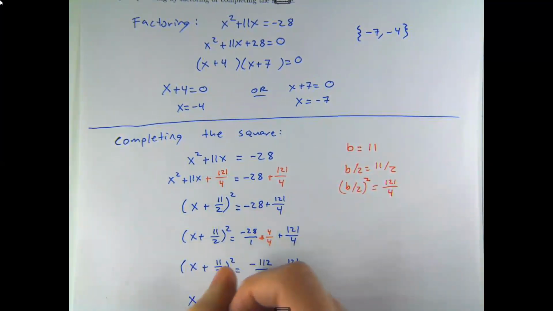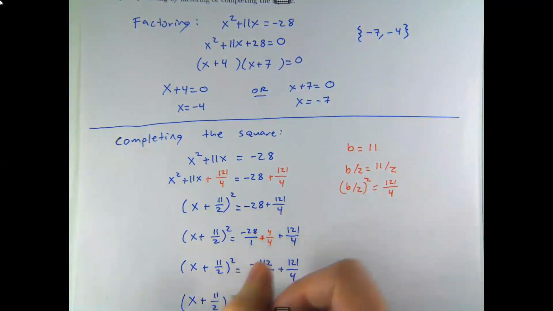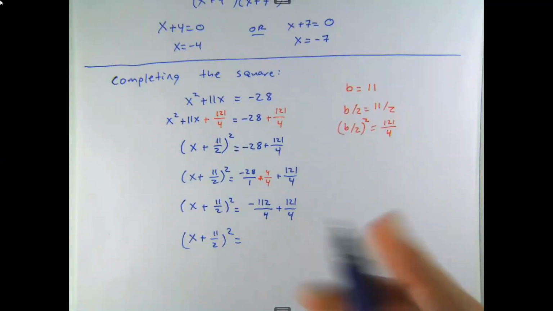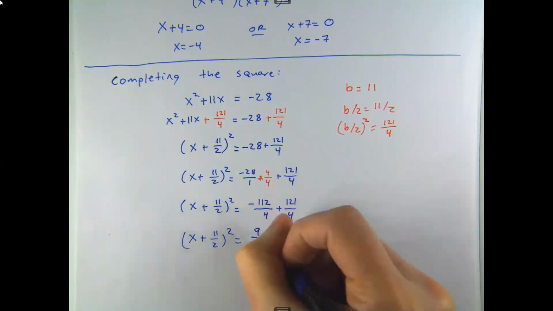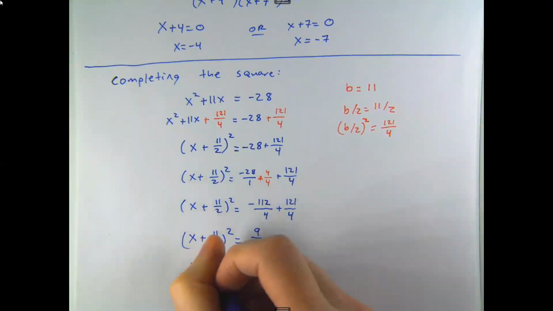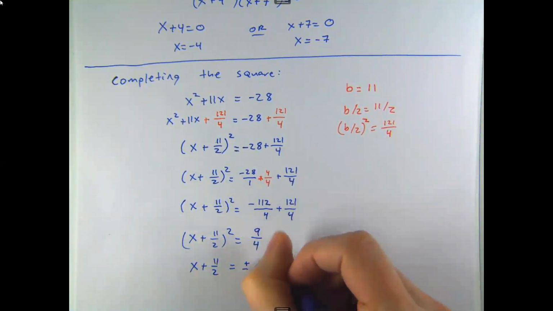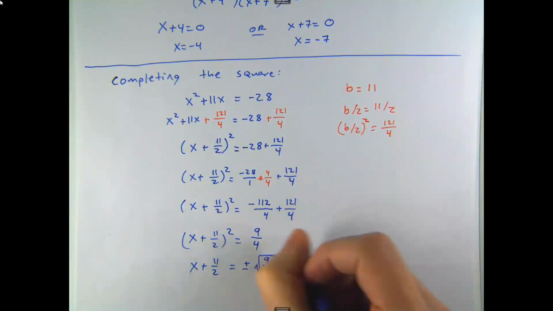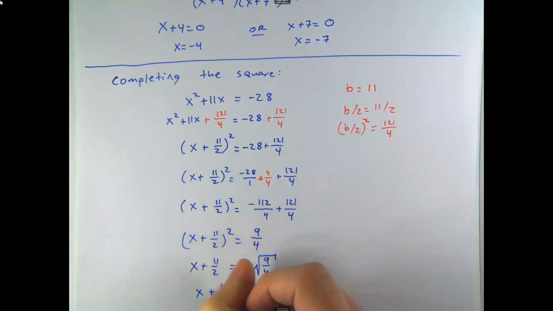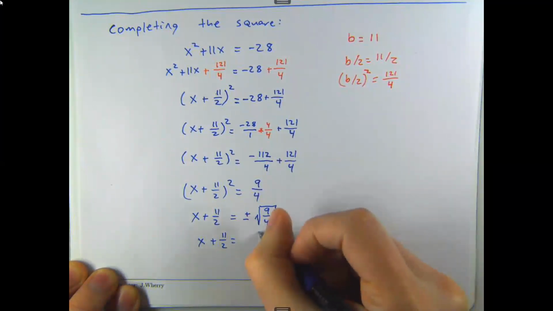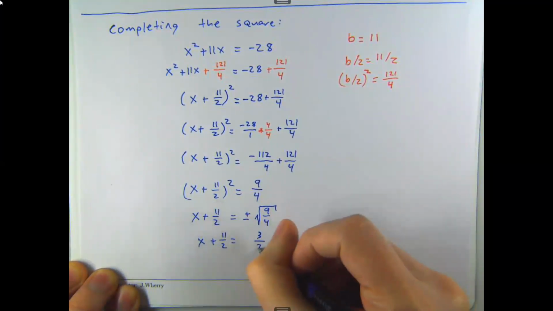Adding these, I get 121 take away 112, that's 9 over 4. I'm going to take the square root. When I take the square root, I'm going to have a plus or minus of this thing. The square root of that 9 is going to give me 3. Square root of that 4 is going to give me a 2.